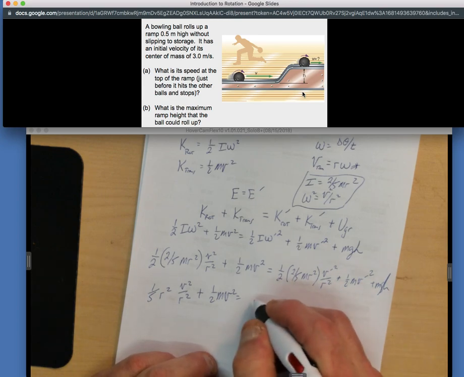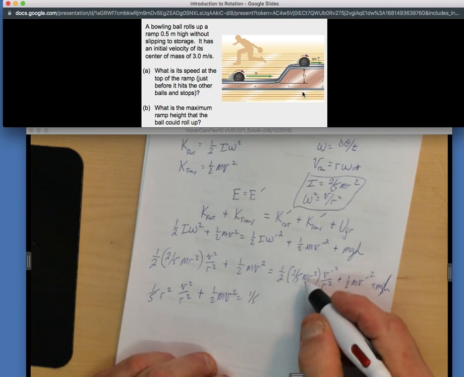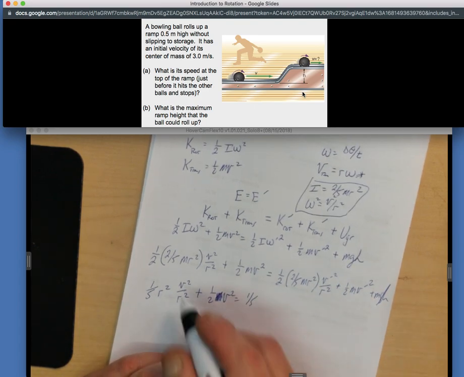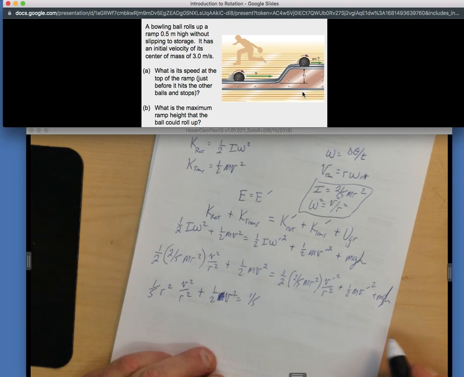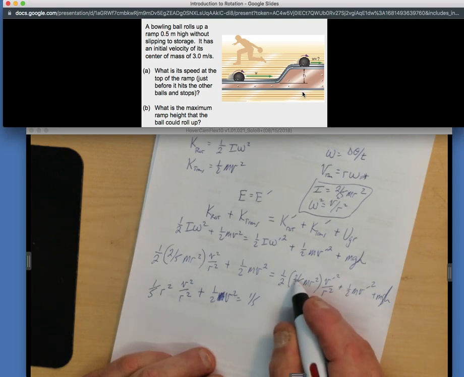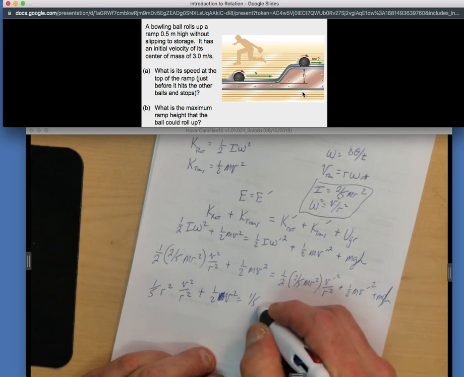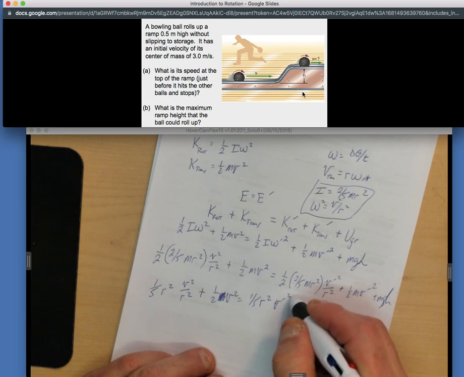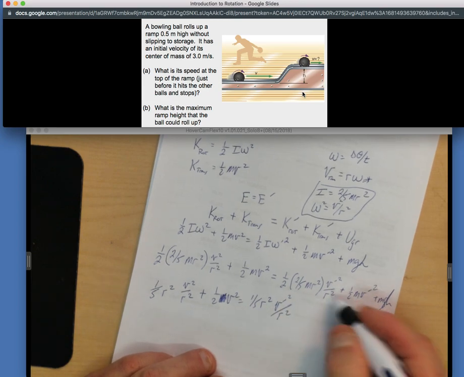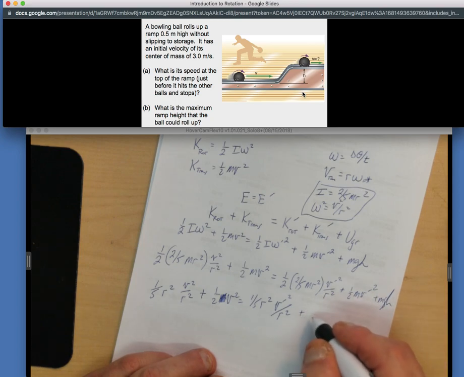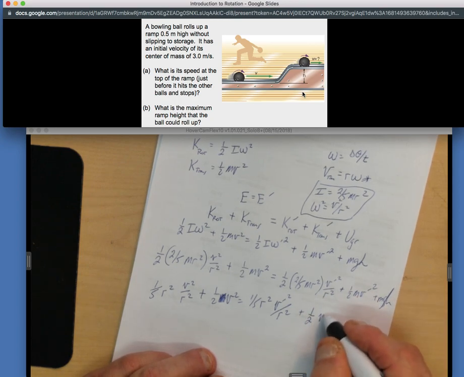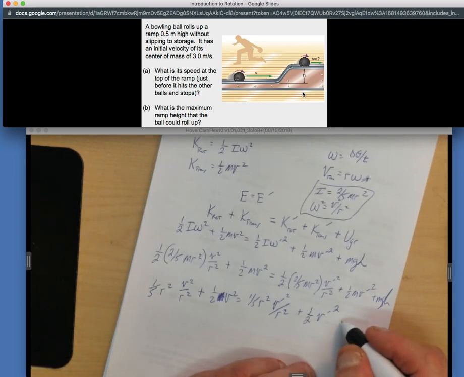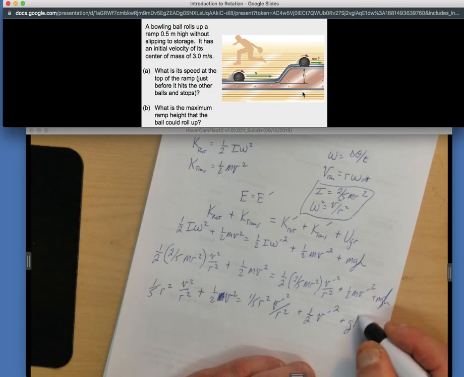Okay, one half of 2/5 again is 1/5. And the m is gone. I left the m here, sorry. We're dividing everything by m. We've got m's in all terms. So one half of 2/5 is 1/5, m is gone, R squared, V prime squared over R squared. Okay, there I am. Plus one half, the m's are gone, V prime squared, plus g times h.